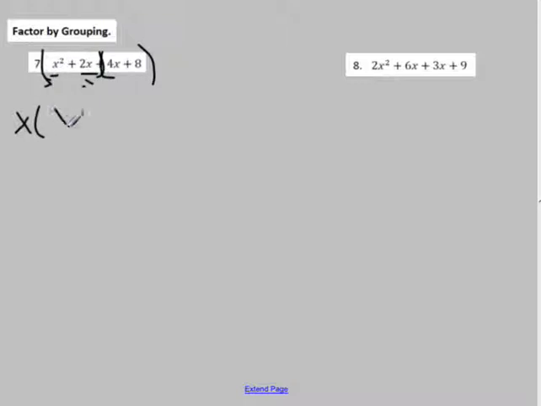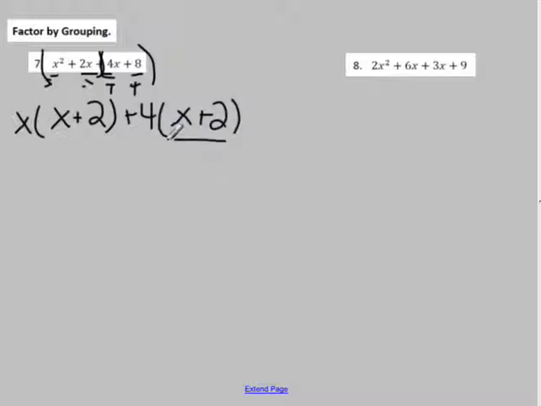X squared divided by x is just x. 2x divided by x is 2. So between 4 and 8, what can you divide out? Well, you can divide out a 4. So we're going to divide each of these by 4. So 4 divided by 4 is just 1, so I'm just going to keep that x there. 8 divided by 4 is 2.